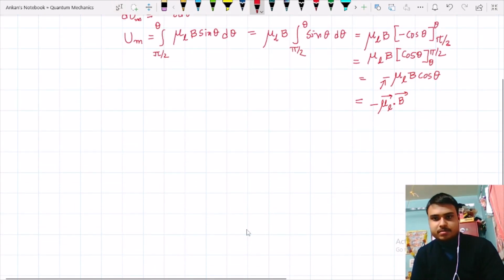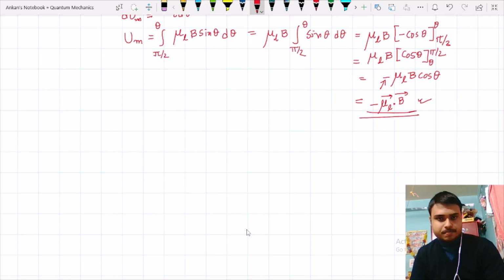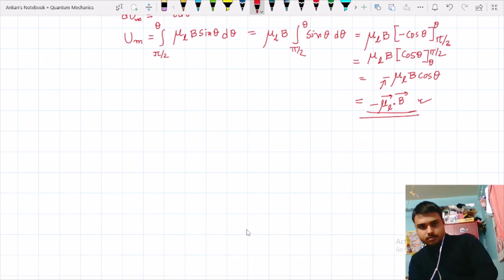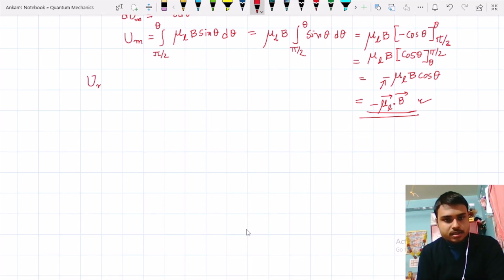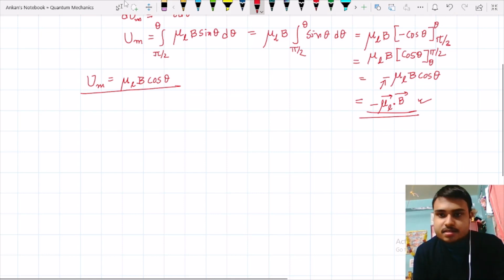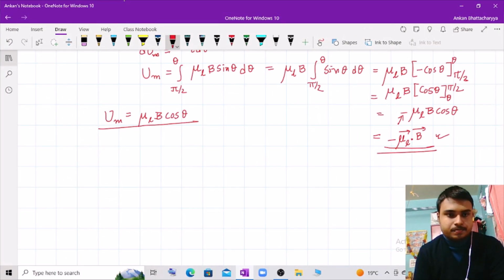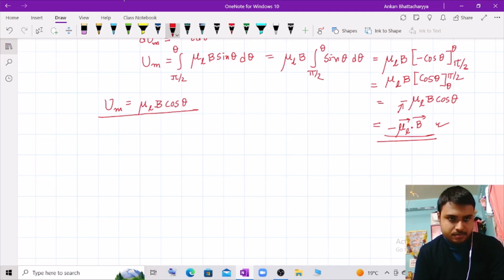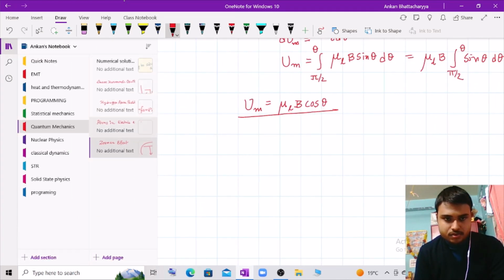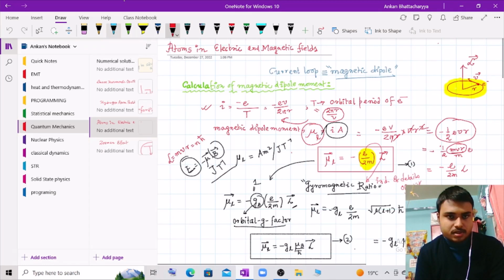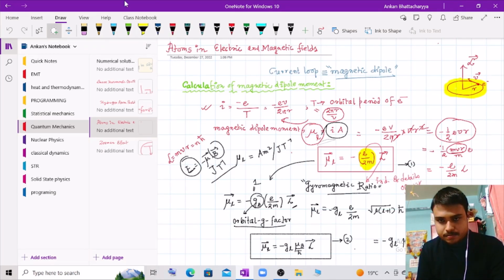So what we have done is nothing but integration. We obtain this result, minus mu l dot B. If we consider only the magnitude, then this can also be written as minus mu l B cos theta. Now from our previous discussion we know very well the relationship between mu l and L. Let me copy this equation number 1 of my previous lecture.